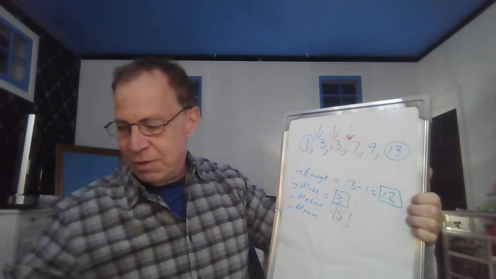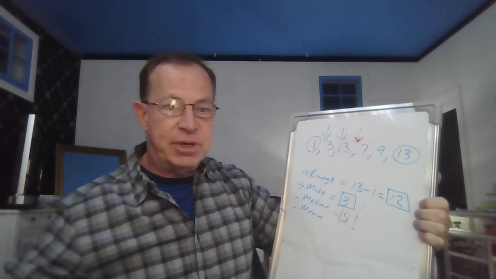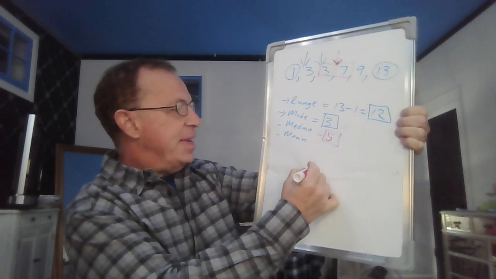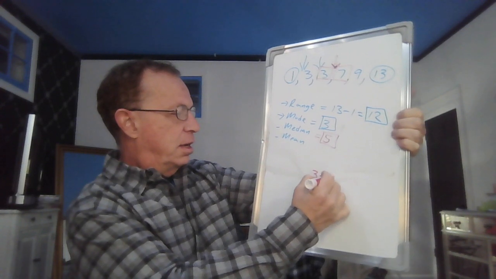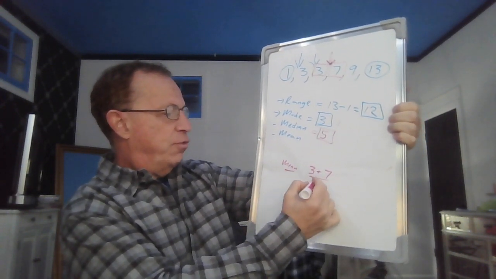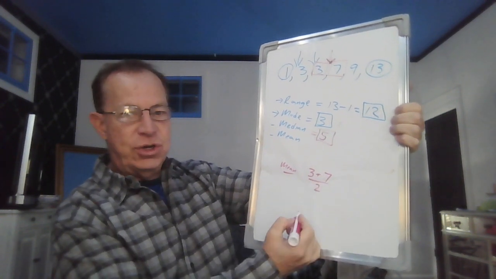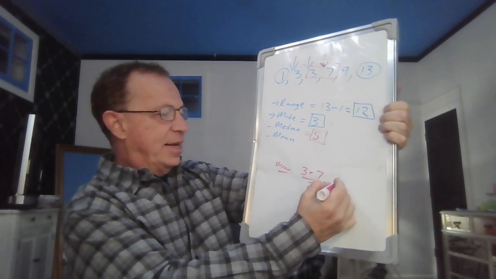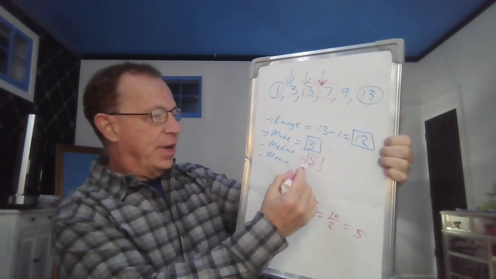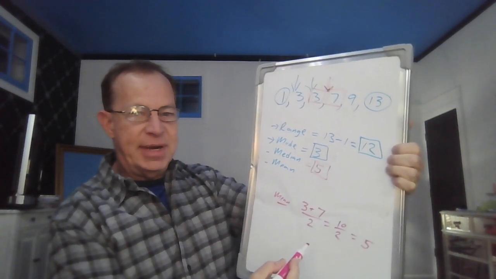Just in case you have trouble and the numbers are a little bit stranger, just remember that the way to find that is by finding the mean of the two middle numbers, which are 3 plus 7 and then divided by 2. Well, that's 10 divided by 2, and that gives you 5. So either way we come at it, we get 5 for the median.